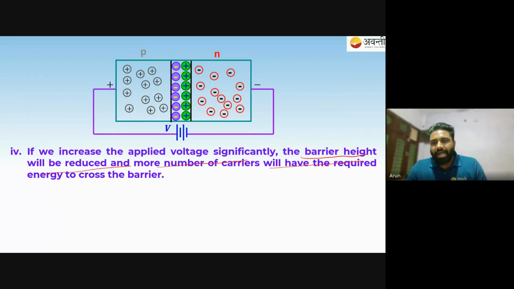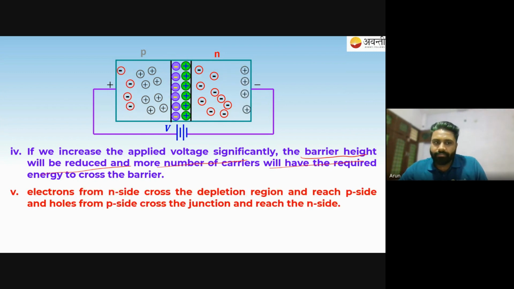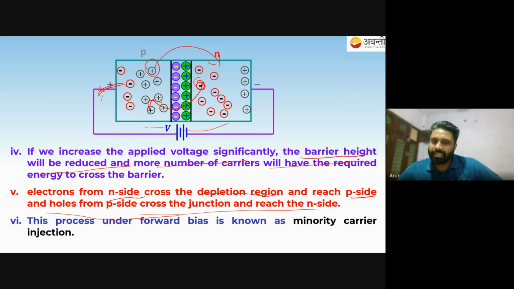If you use a high voltage battery, then the depletion region is more compressed, so we will have more charge carriers, and if you keep doing so, no depletion width will remain. So electrons from the n side cross the depletion region and reach the p side, and holes from the p side cross the junction and reach the n side, which means holes from here can jump through this and electrons from here can jump through this. They are easily attracted by these terminals, and the circuit is completed and a flow of charge can take place.